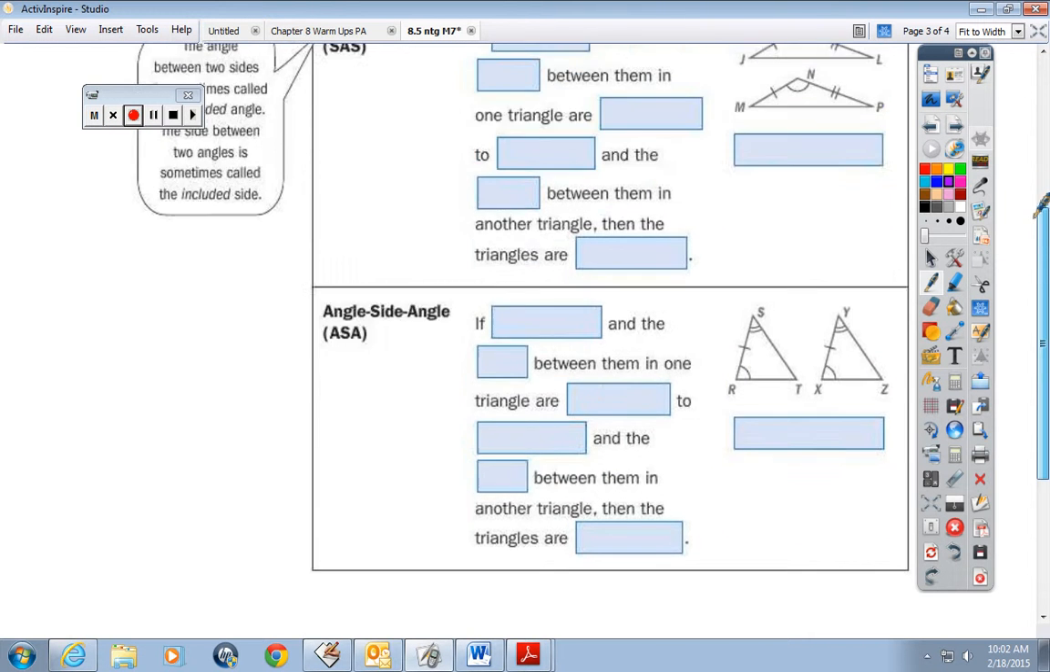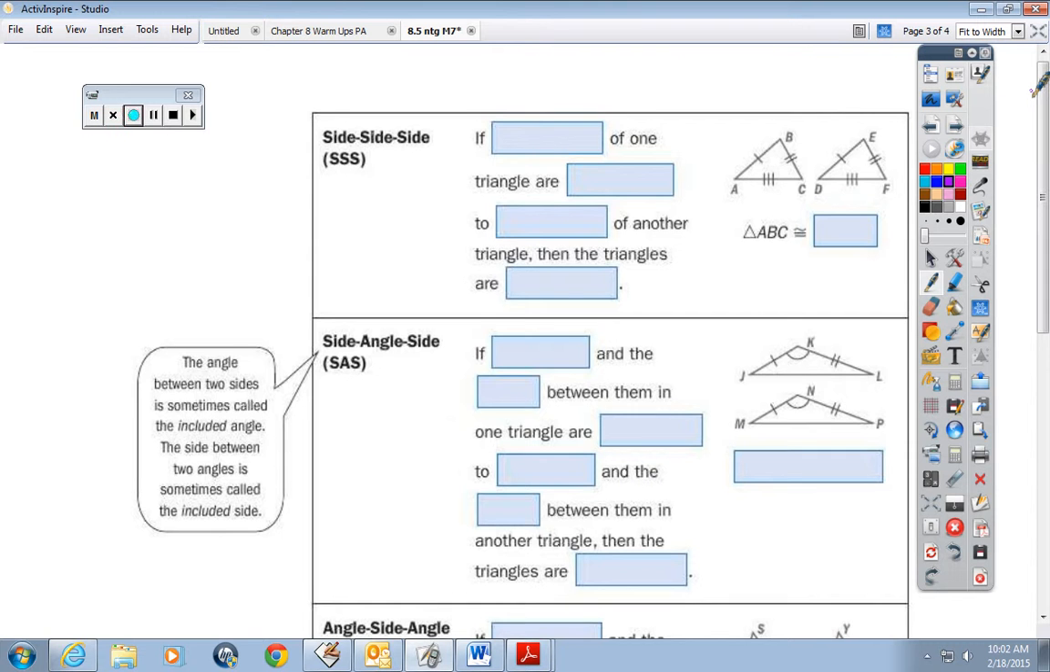And what that means is if 3 sides of one triangle are congruent to 3 sides of another triangle, then the triangles are congruent. Now, how do we know that?